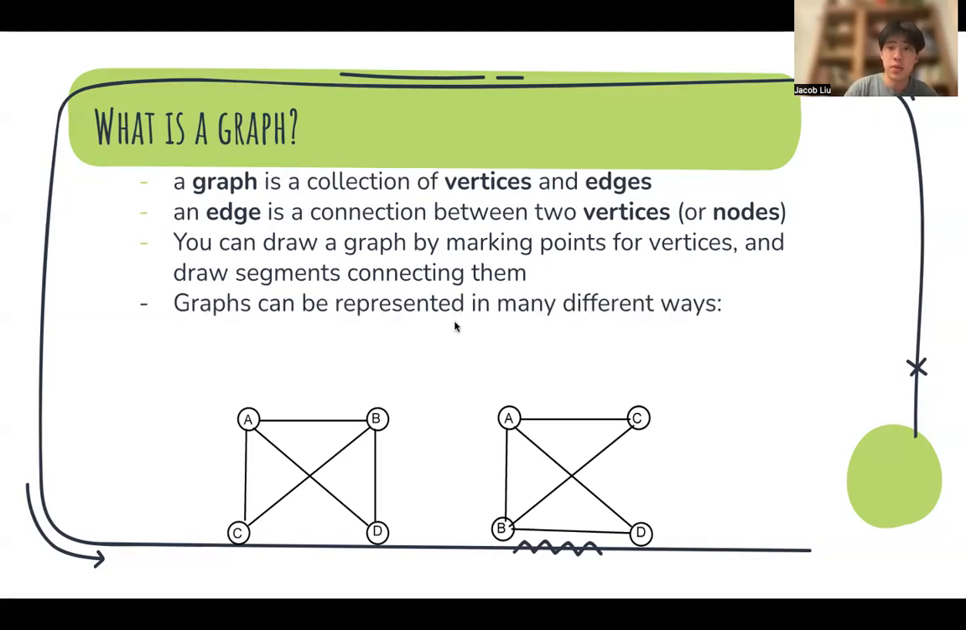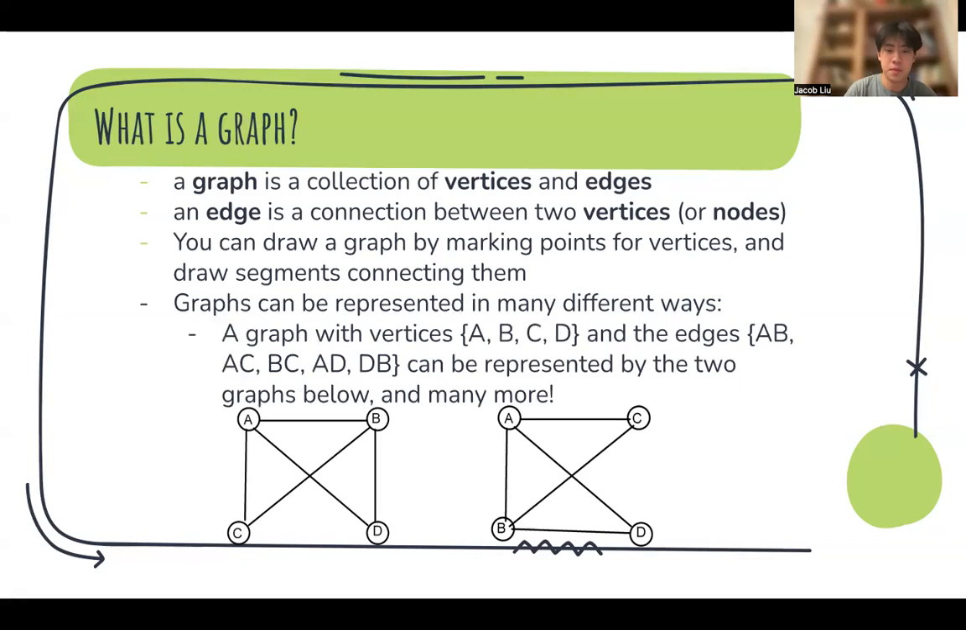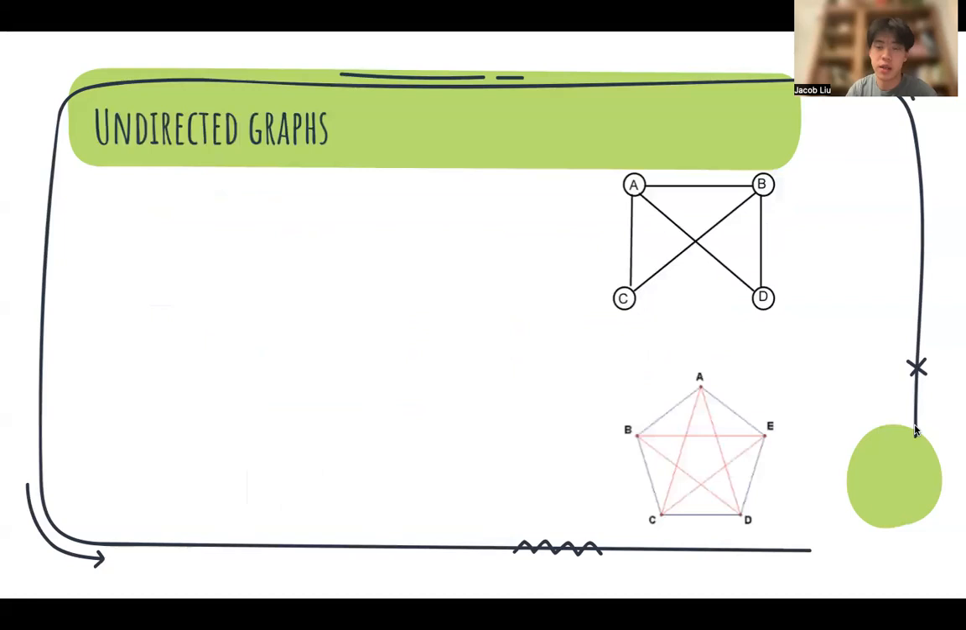There are many different ways to represent the same graph. For example, these two things actually represent the same graph. They have the same nodes and the same edges connecting the same nodes. A graph with vertices A, B, C, D and edges AB, AC, BC, AD, and BD can be represented by these two graphs below and many more graphs. These two graphs represent the same thing. They just look a little different.